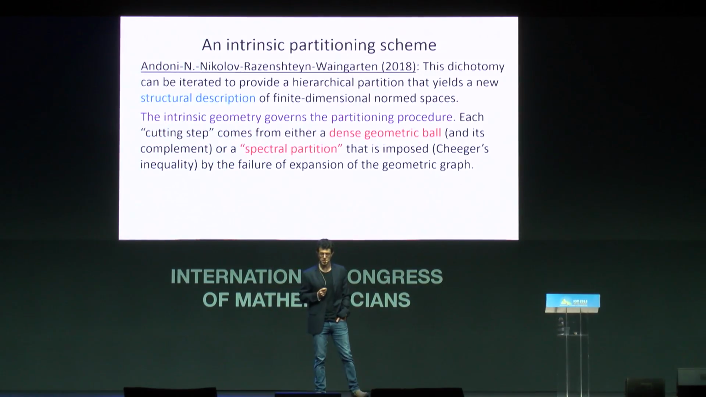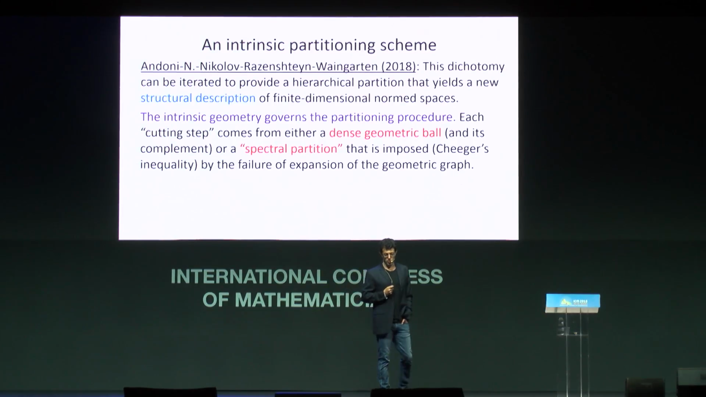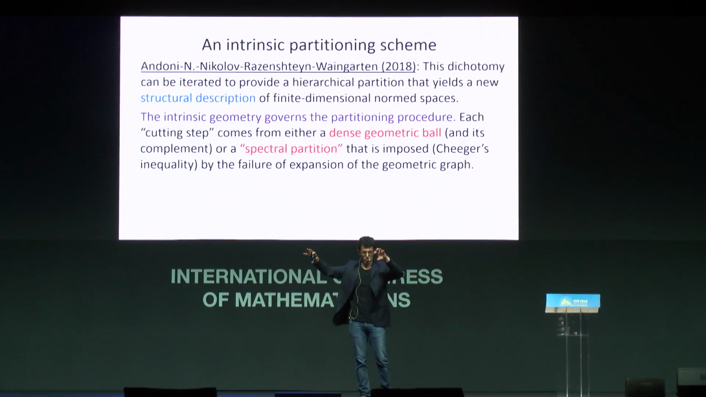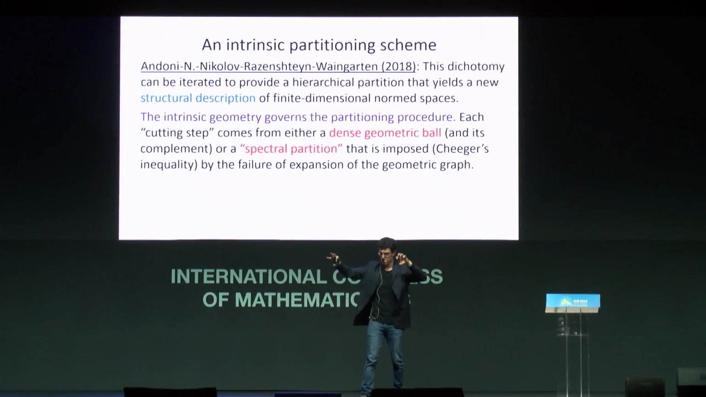You give me any normed space, you can do this hierarchically and get a representation of an arbitrary subset of it using a tree structure: partition, partition, partition, in a way which is dictated by the intrinsic geometry. At each step, you either have a dense ball, and the other set is the complement, so a ball which contains many, many points, and the ball is small, a cluster, or some sort of partition that just comes from the fact that a certain auxiliary graph is not an expander, and you can find this partition by level sets of an eigenfunction by using Cheeger's inequality. And you iterate. Now you repeat this for the two halves, et cetera, and you get some structure theorem.